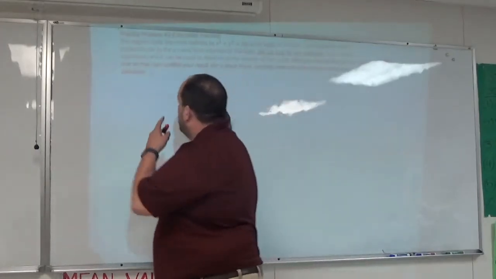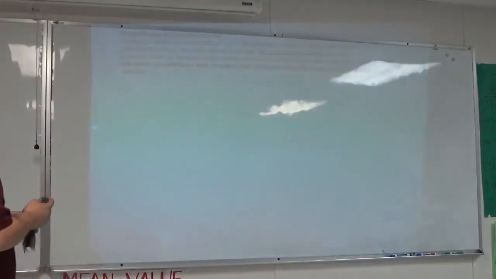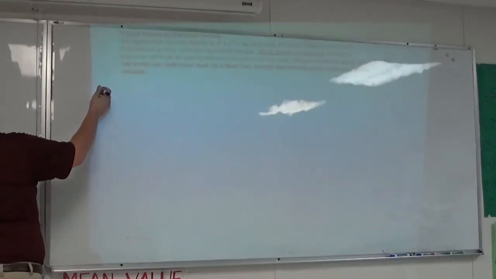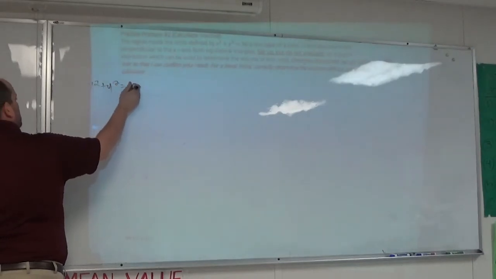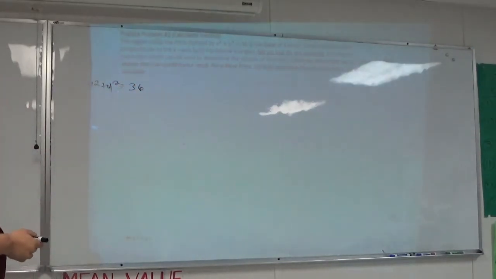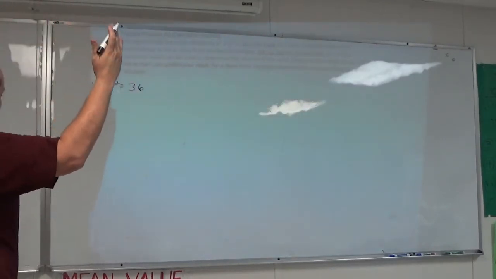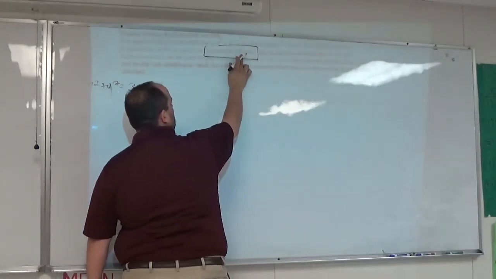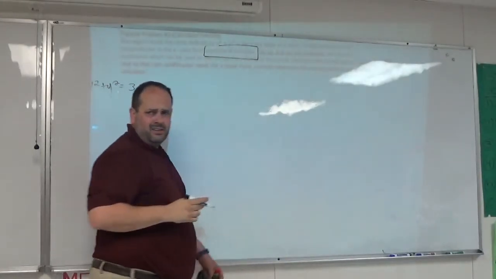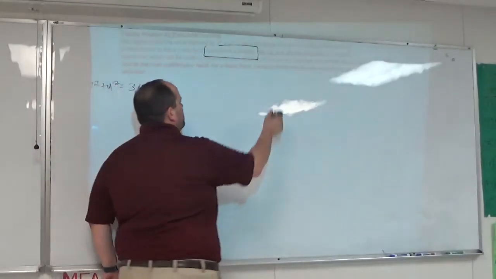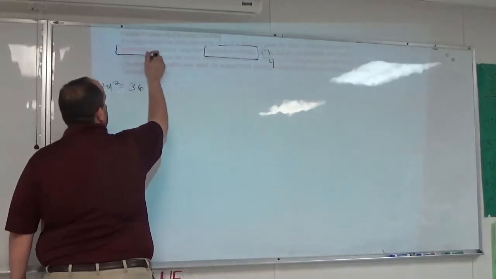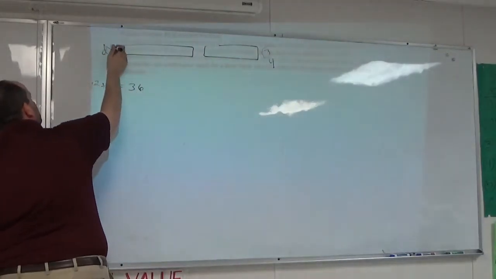The region inside the circle, defined by x squared plus y squared equals 36, is the base of a solid. Cross sections taken perpendicular to the x-axis are equilateral triangles. What's the constant? Your constant's going to be square root of 3 over 4. Perpendicular to the x-axis, so it has to be dx.